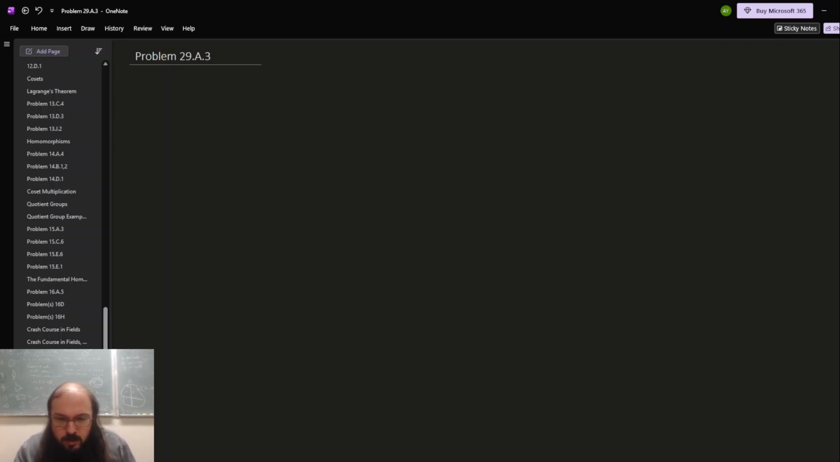First problem I have for you today is 29.A.3, which specifies this funny looking element A. A is namely the square root of 1 plus the cube root of 2. Notice the nested square roots. And the question says to give a basis for Q adjoin A.